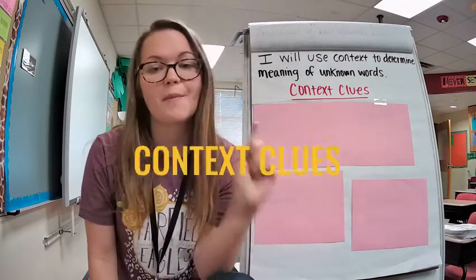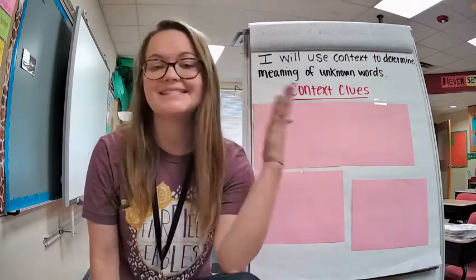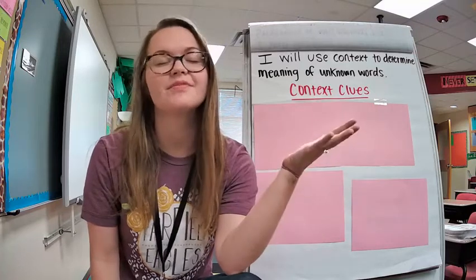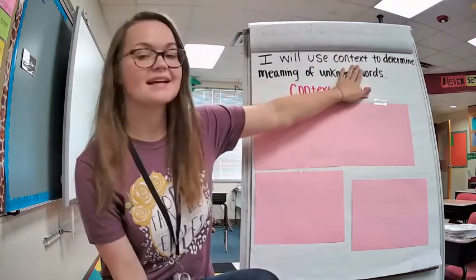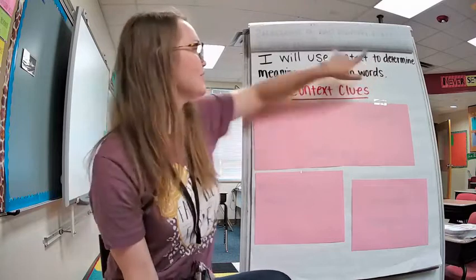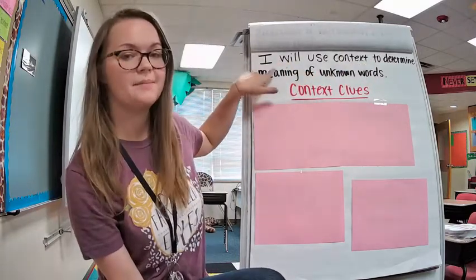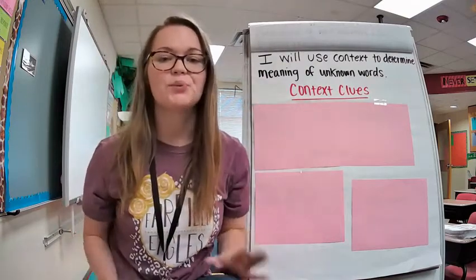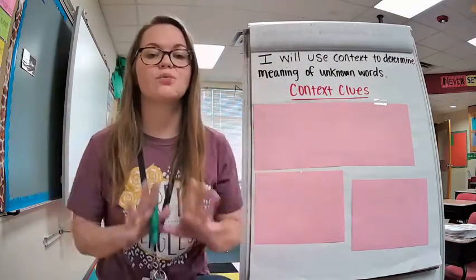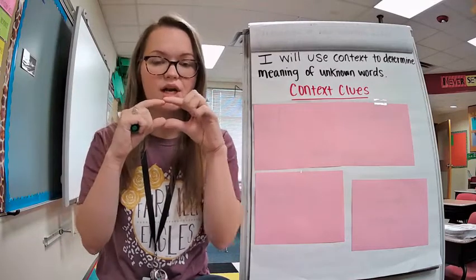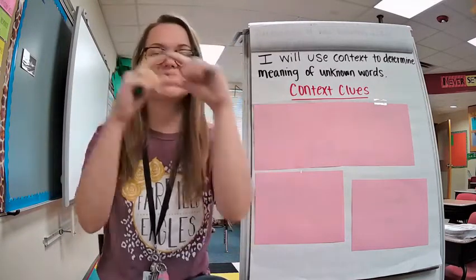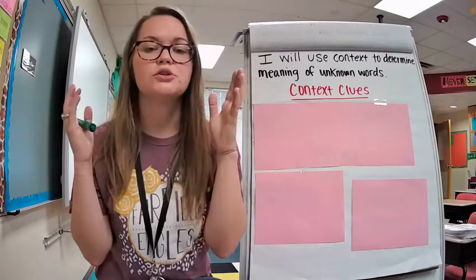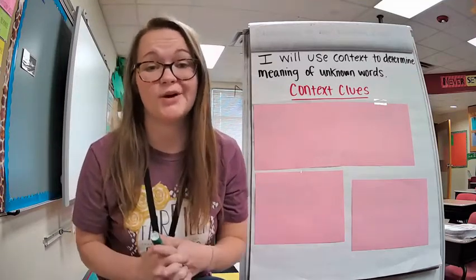So I want you to repeat after me. Say, today I will use context to determine the meaning of unknown words. That's what we're going to do. We're going to use all of the words around that unknown word, the sentence before, the sentence after, any context we have to determine the meaning of a word that we don't know.